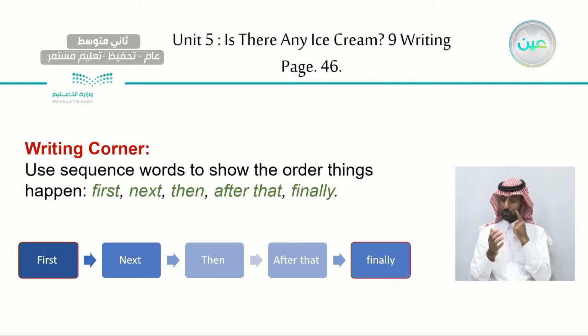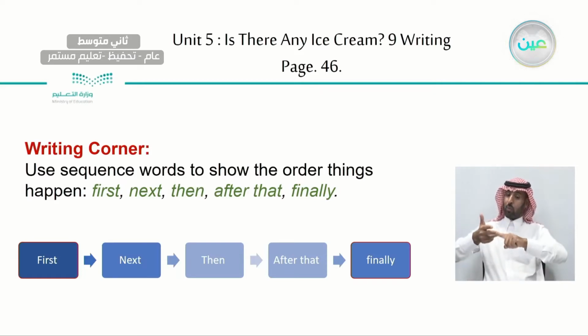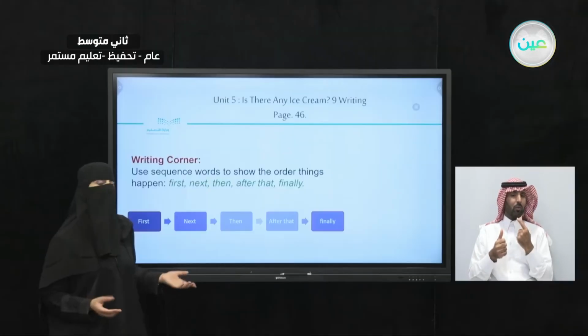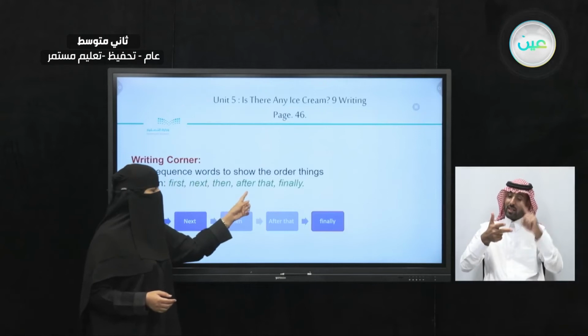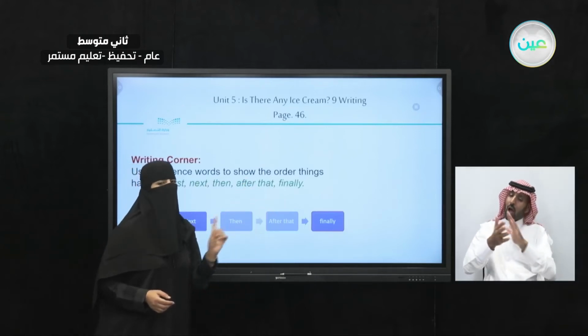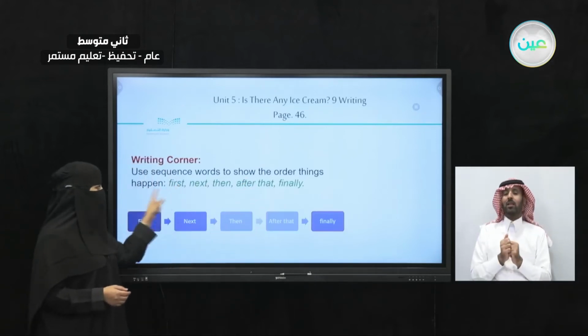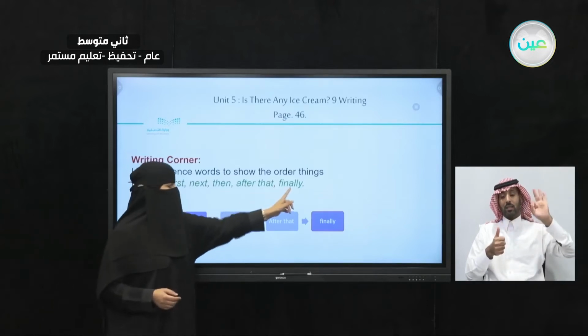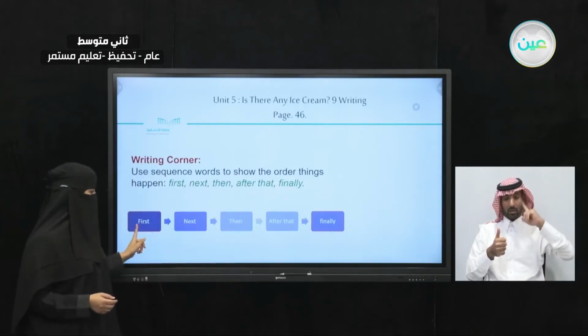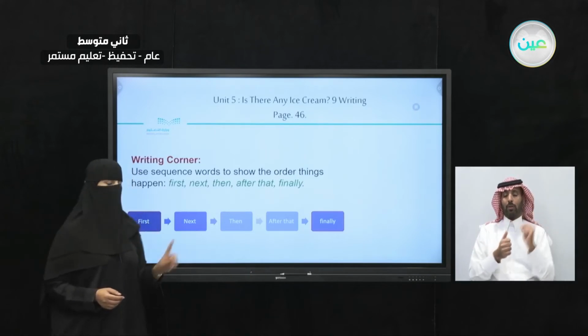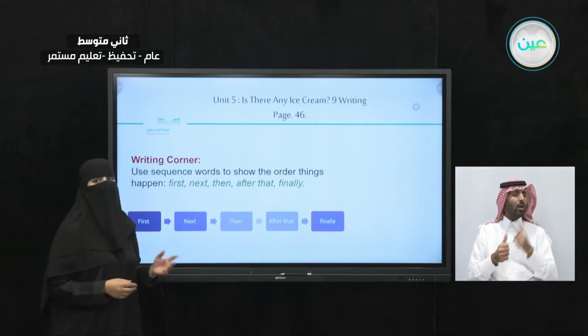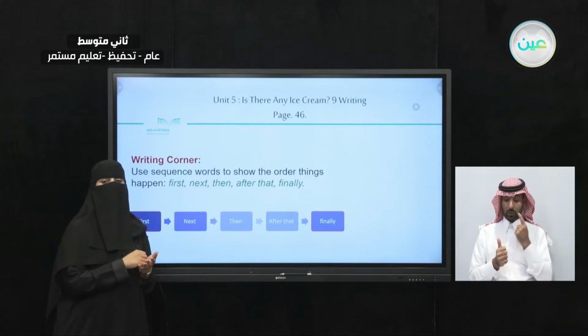Use sequence words to show the order things happen. So what are some of the sequence words we're going to use today? First, next, then, after that, and finally. But I want you to pay attention to the words first and finally. Look at the sequence here. First, that means it's the number one step. The first step you're going to do if you're writing a text, so you're going to say first.